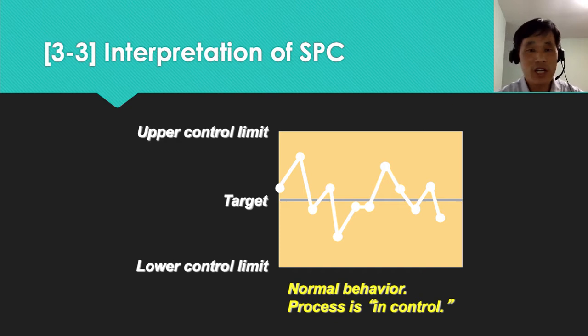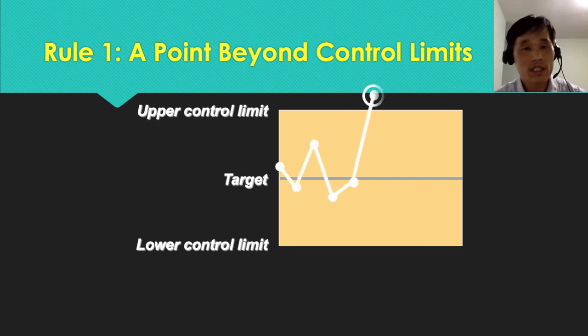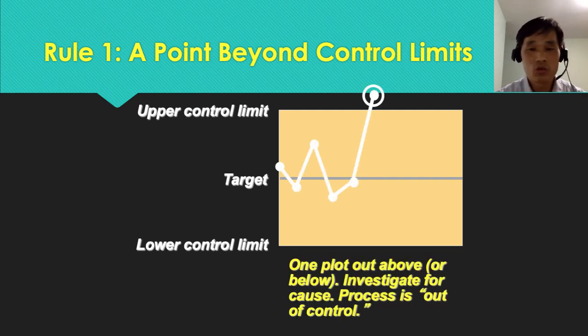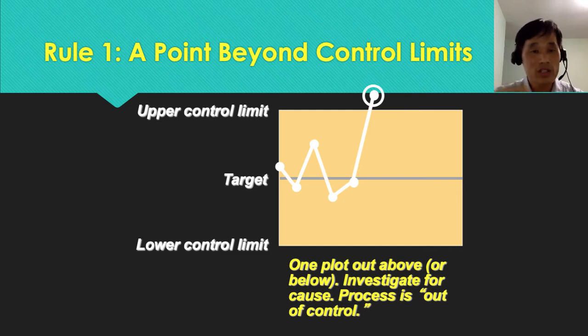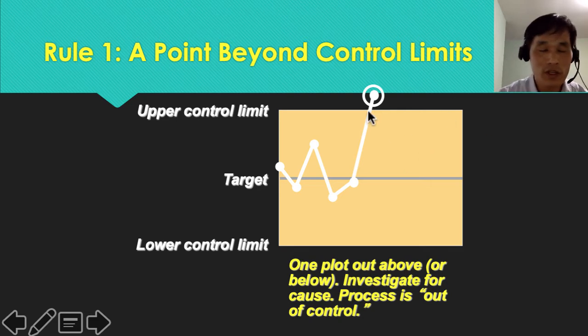There are 5 rules that I want to introduce you to, and let us take a look at rule number 1. Rule number 1 is the easiest one, that is that one point went out of the upper control limit or lower control limit. In that case, this process is clearly not in control because it went out of the boundary that you set. So you want to look at, first of all, if there is any point that went out of the boundary.